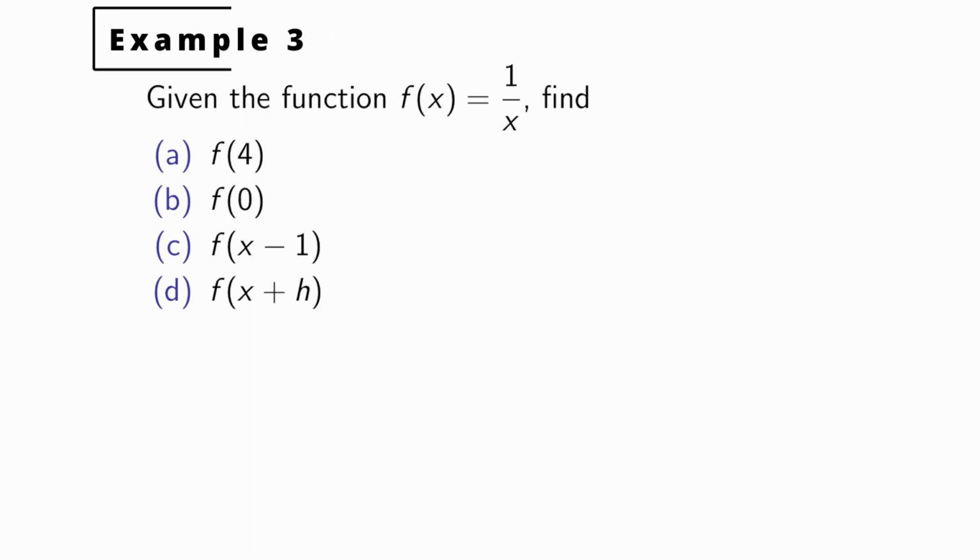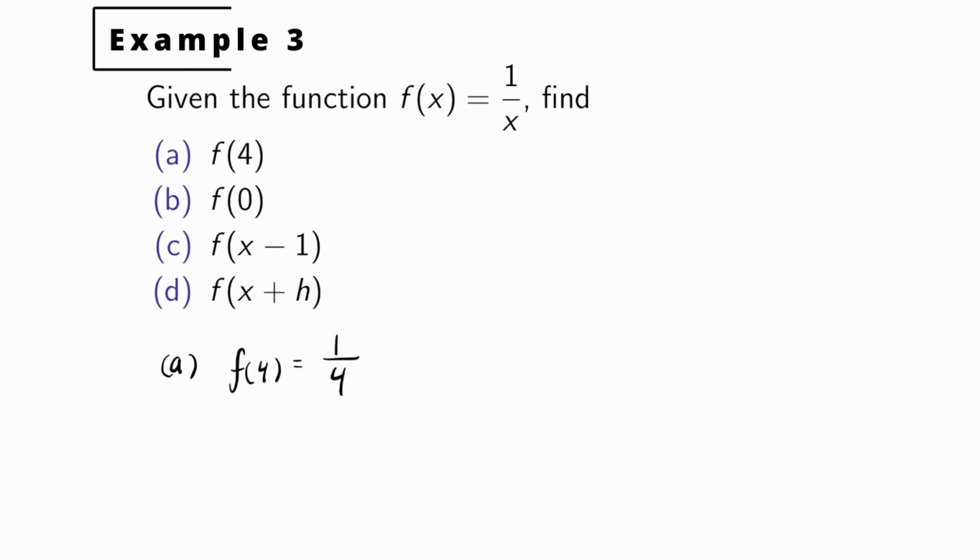Here's our final example. Given the function f of x equals 1 divided by x, or 1 over x, find f of 4, f of 0, f of x minus 1, and f of x plus h. So for a here, f of 4, we take our input variable and replace it with 4. So we evaluate the function. So we get 1 divided by 4.